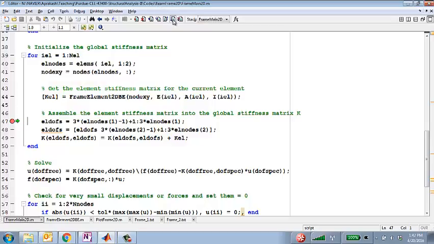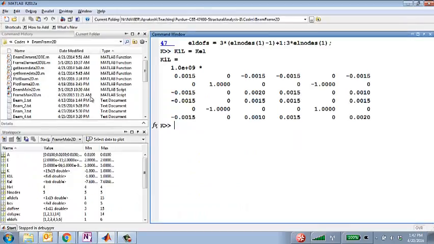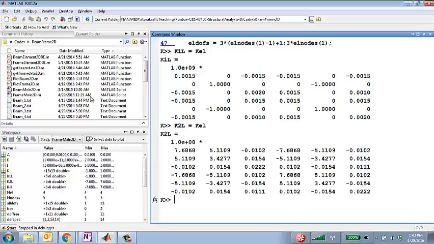I'll continue again. Now we are on element 2. So I'll write K2 element, which is now equal to KL, the element stiffness matrix in global coordinates. I do want to have the local element stiffness matrices.